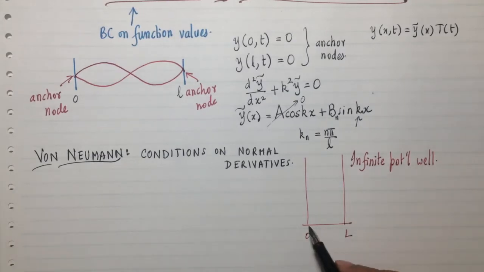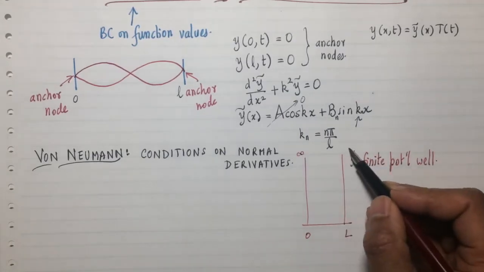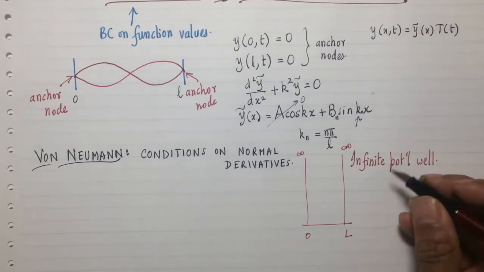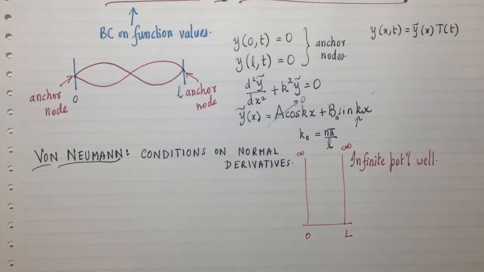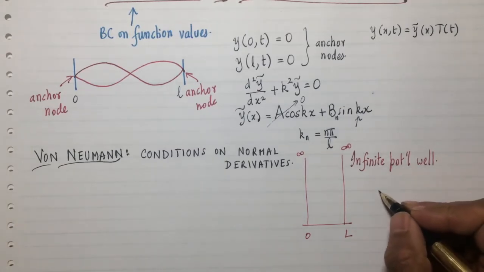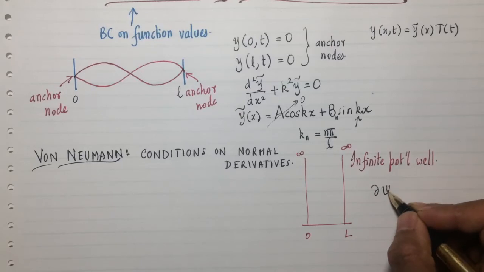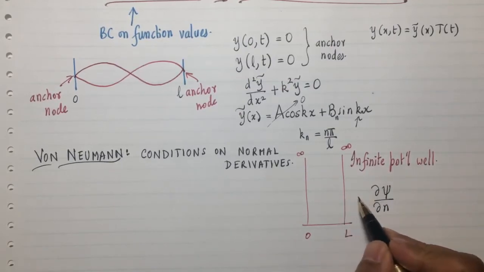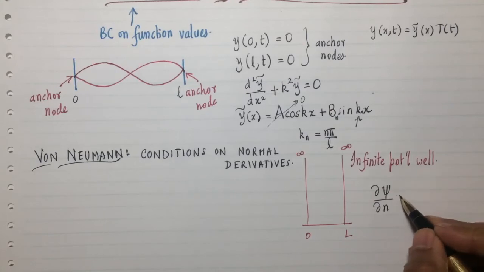Okay, and zero potential here. So there's an infinite cliff on both sides. What you now have to do is impose some sort of a normal boundary condition. You have to stipulate that the derivative of psi with respect to the normal coordinate, which in this case is x, must be equal to 0.